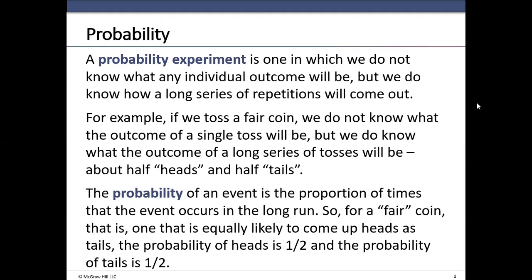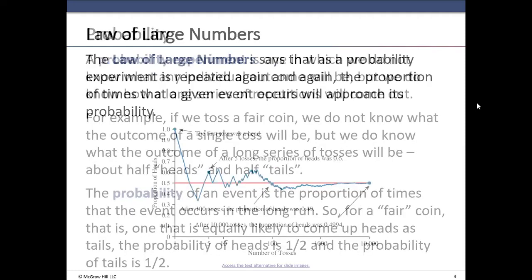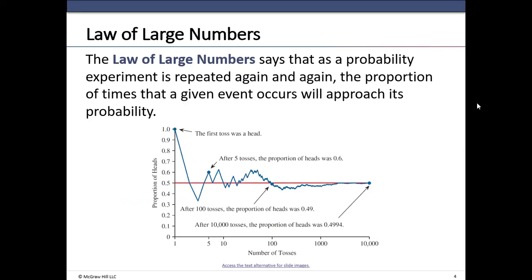So, for a fair coin, that is one that is equally likely to come up heads or tails, the probability of heads is half and the probability of tails is half. The law of large numbers says that as a probability experiment is repeated again and again, the proportion of times that a given event occurs will approach its probability.